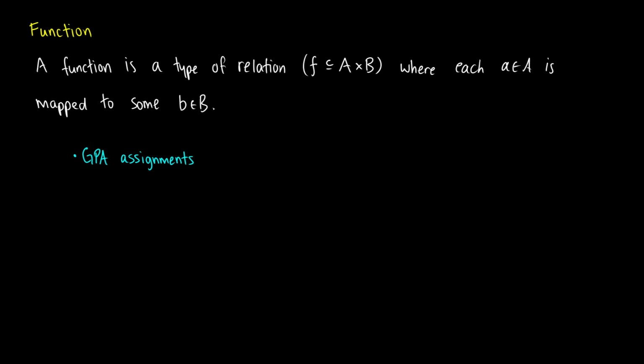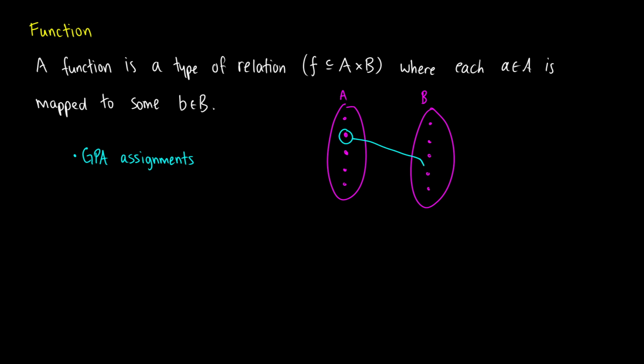Now we'll talk about functions. So we need to talk about relations first because functions are special types of relations. Usually how we think about functions is like a map. So we have a set A, we have a set B, we have a bunch of different elements in A, we have a bunch of different elements in B, and what a function does is it takes an element in A and pops out an element in B.